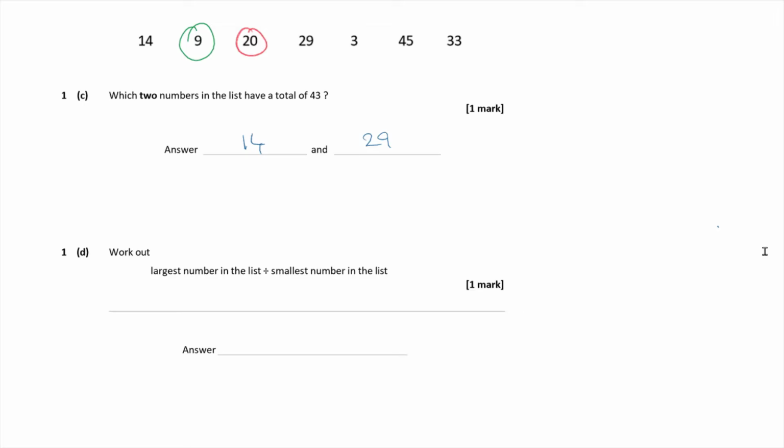And then part D says work out the largest number in the list divided by the smallest number in the list. Okay, so what's the largest number in the list? That is going to be 45. 45 is the biggest, divided by the smallest number in the list. The smallest number in the list is 3. So how many times does 3 go into 45? Well, it goes into 45 15 times, isn't it? So 45 divided by 3 is 15.